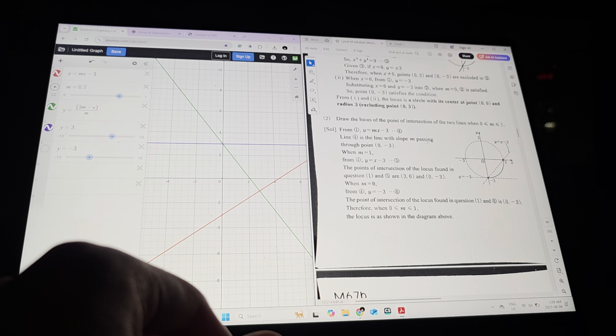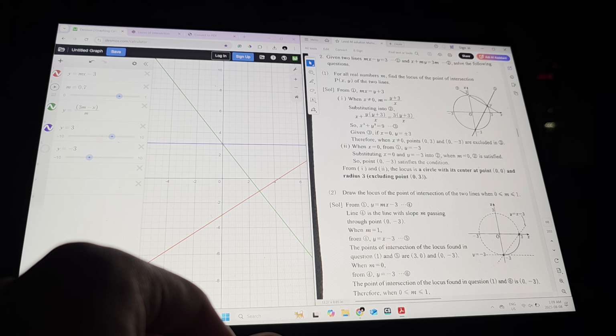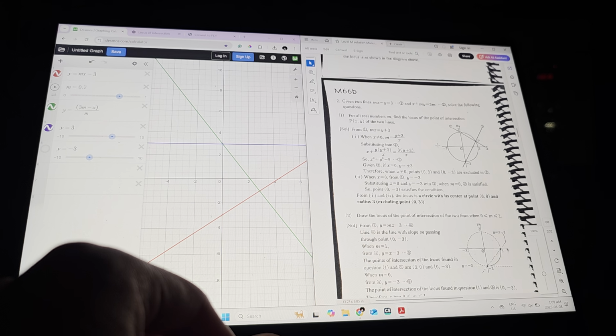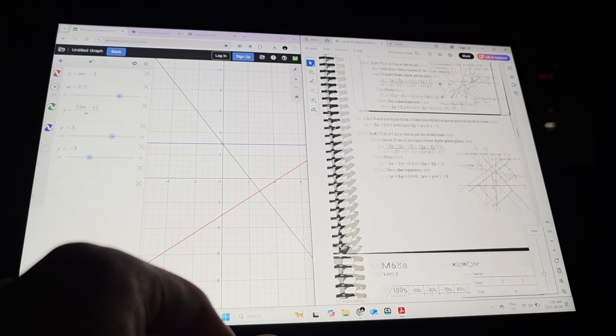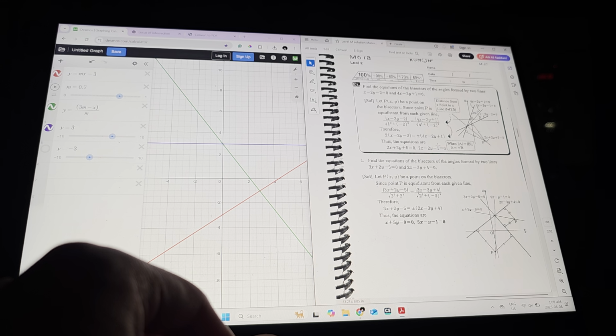So that kind of summarizes this question. If you still have any questions, let me know. And I believe with this, you can try 67 as well, okay?